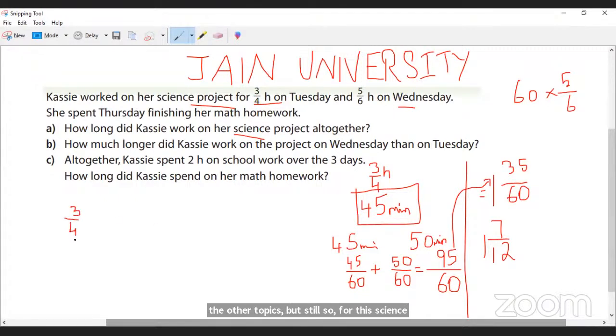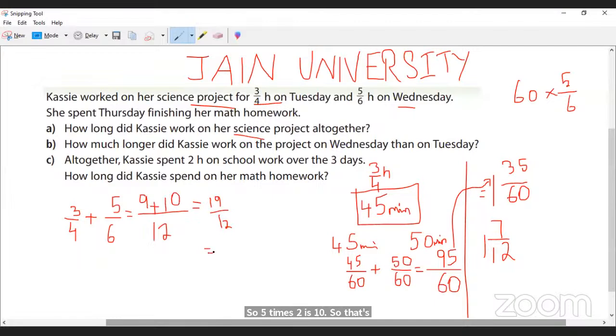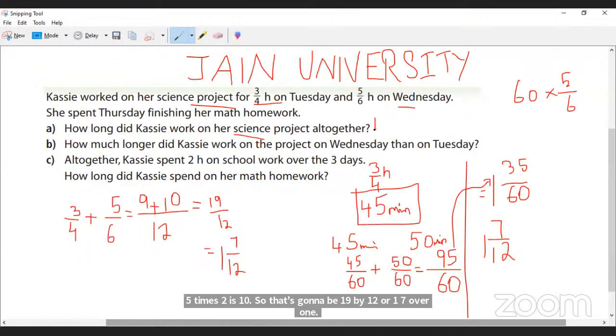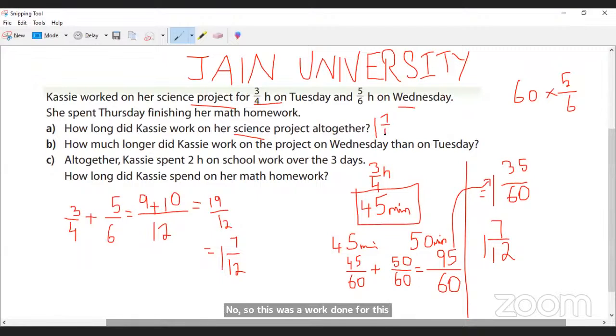So 3/4 plus 5/6. So what's common? It's 12. So 3 times 3 is 9. 6 times 2 is 12. So 5 times 2 is 10. So that's going to be 19/12 or 1 and 7/12. Done. So this was the work done for the science project. 1 and 7/12. So Casey worked on a science project for 3/4 hours on Tuesday and 5/6 hours on Wednesday.